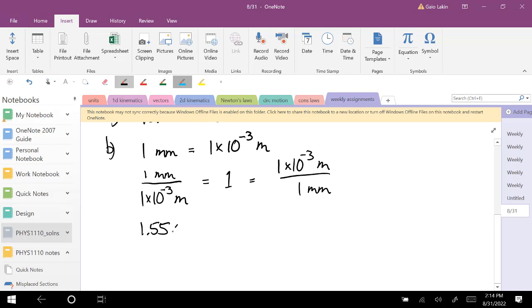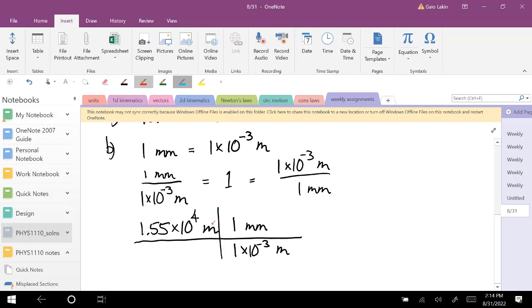1.55 times 10 to the fourth meters. Our unwanted units are meters. So that means for our conversion factor, we want meters in the denominator. So I'm going to multiply this by 1 millimeter over 1 times 10 to the minus third meters. The meters cancel out, and you get 1.55 times 10 to the seventh millimeters.